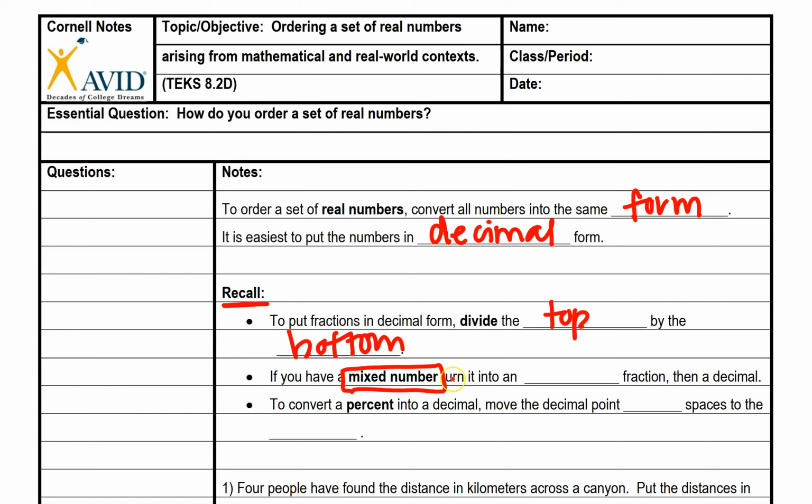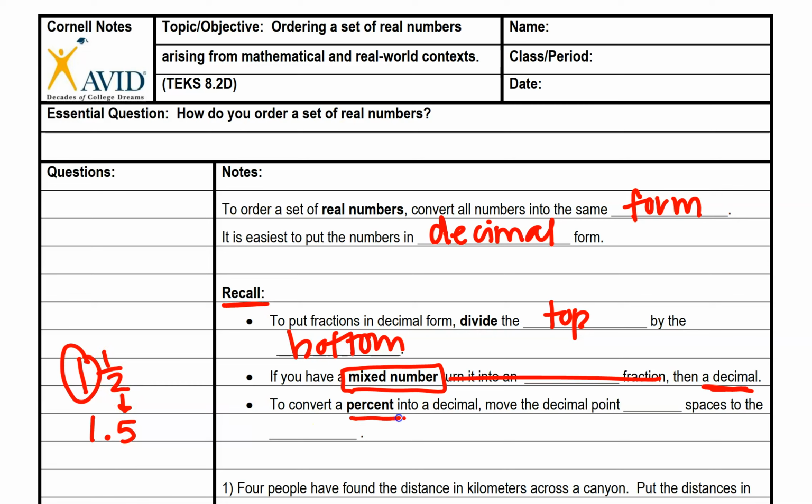If you remember, a mixed number is a number that has a whole number and a fraction. Now, to convert a mixed number into a decimal, remember you take the whole number first. You write it in front of the decimal, and then all you have to do is convert the fraction into a decimal. So 1 divided by 2 will be 0.5. So if you have a mixed number, you take the whole number in front of the decimal, and all you do is convert that fraction into the decimal.